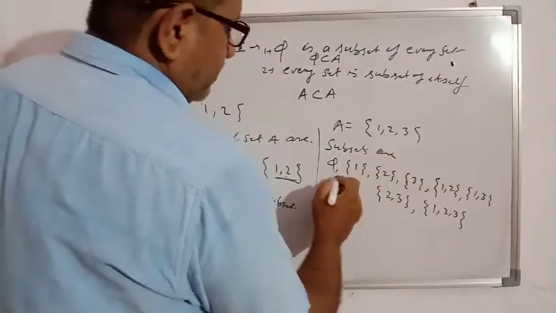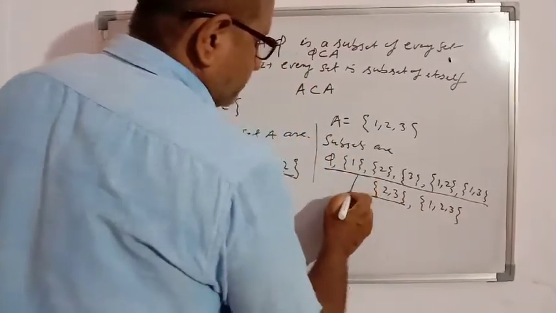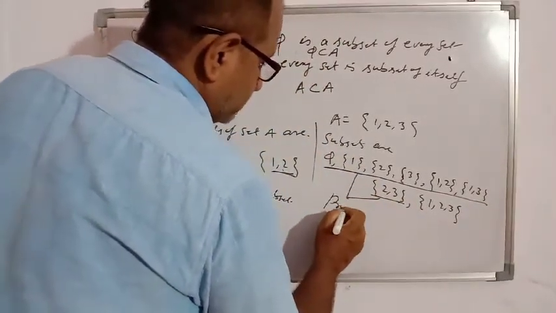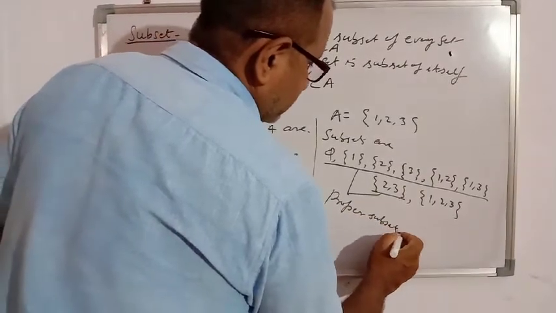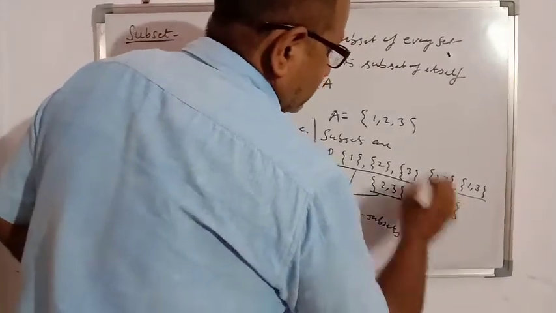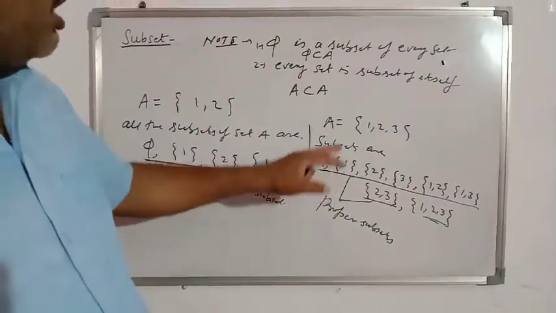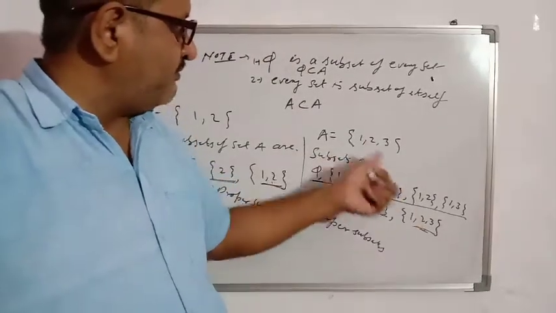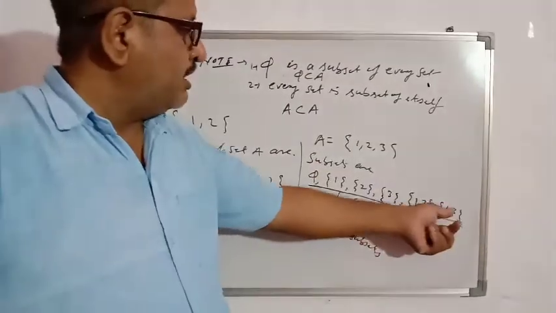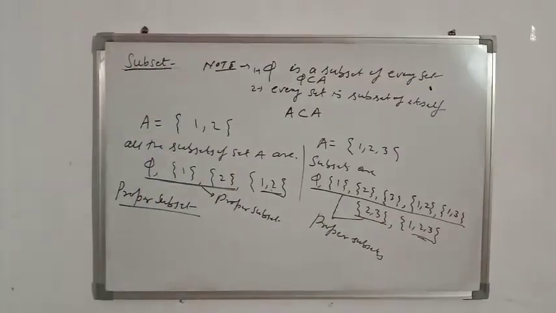Similarly, in this example, these are proper subsets. Leaving this set, this is the improper subset. Okay. So what are proper subsets? All the subsets of a given set, leaving the set itself, the remaining subsets are called proper subsets. So what is the definition of proper subset?